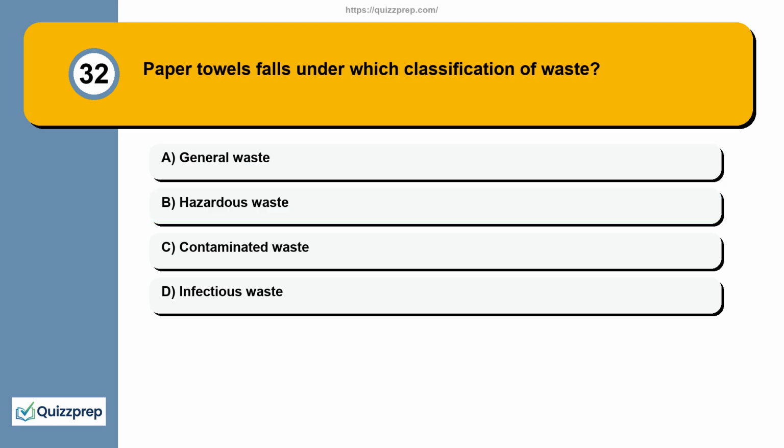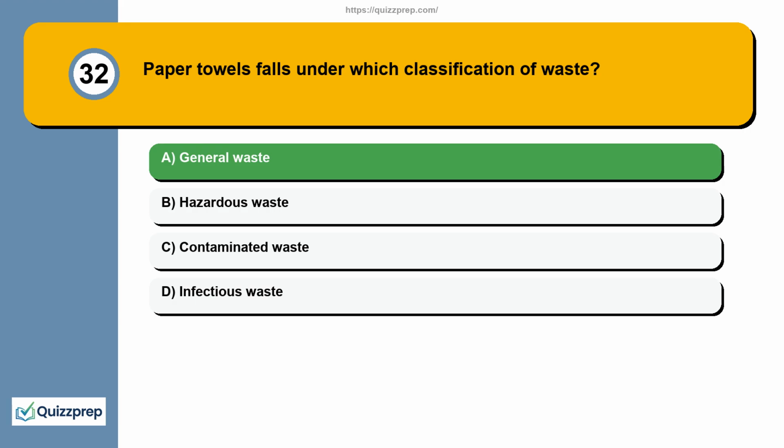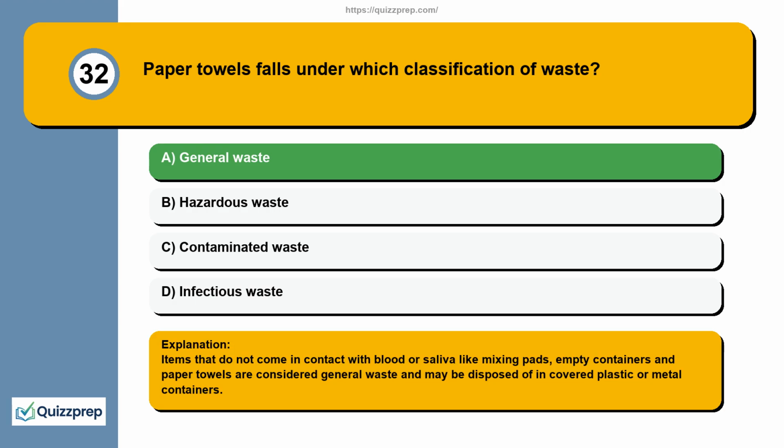Question 32. Paper towels fall under which classification of waste? General waste, hazardous waste, contaminated waste, infectious waste. Items that do not come in contact with blood or saliva, like mixing pads, empty containers and paper towels, are considered general waste and may be disposed of in covered plastic or metal containers.